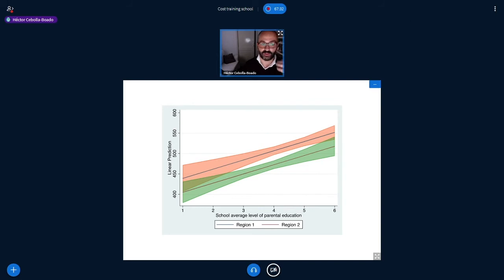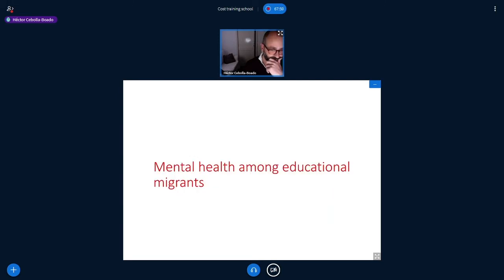So if you run the more complex model that you can with this very simple example, so this is like the first region and the second region with the linear prediction of the PISA scores in mathematics, you will end up showing that the effect of parental education is pretty similar across these two regions, right? And you can compare the slope, and you can compare the constants.